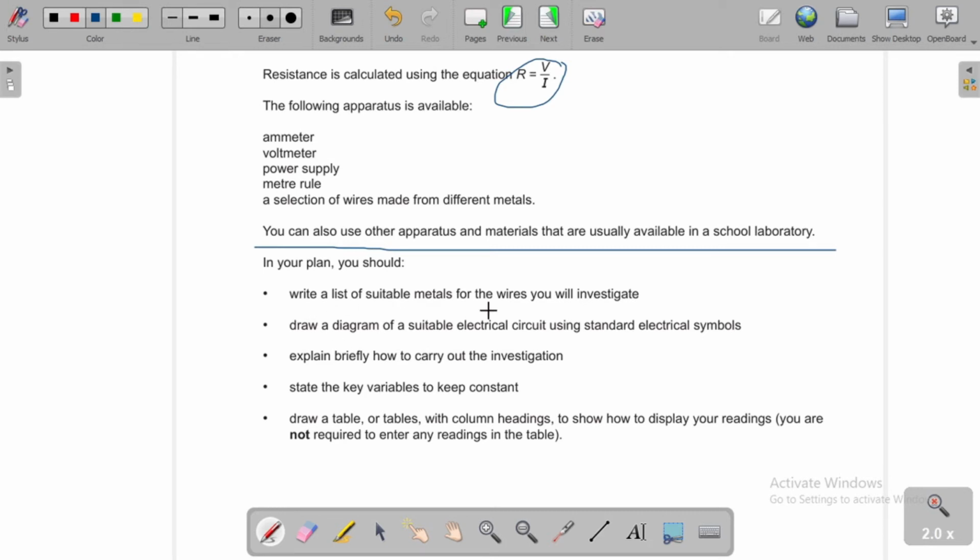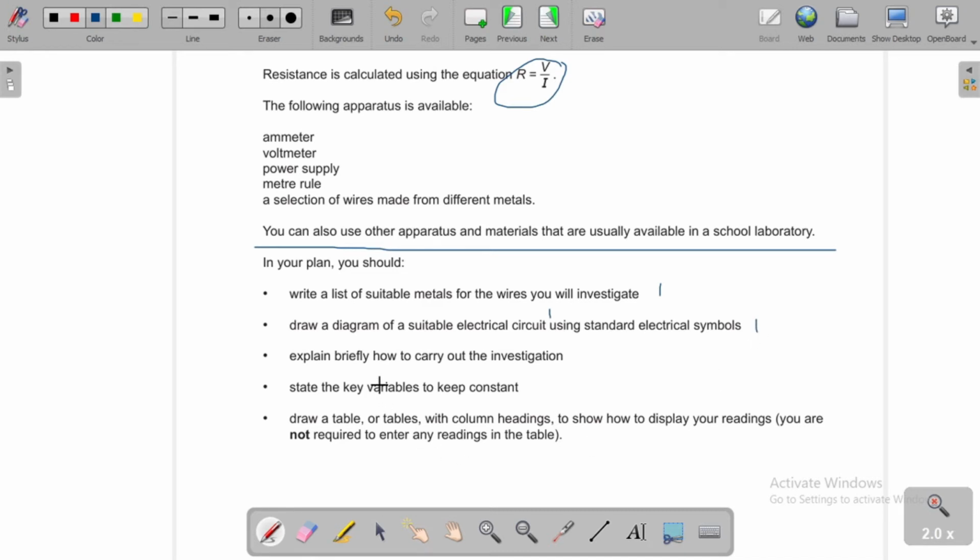So, write a list of suitable metals of wire. With this one, you get 1 mark. And then draw a diagram of a suitable electric circuit. When you draw the full diagram of a suitable electric circuit, you get 1 mark. Now, using standard electrical symbols, you get another mark.